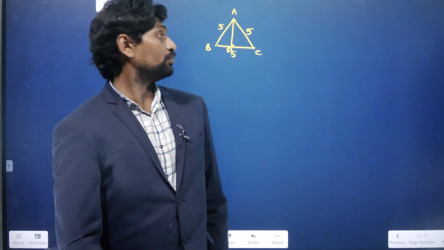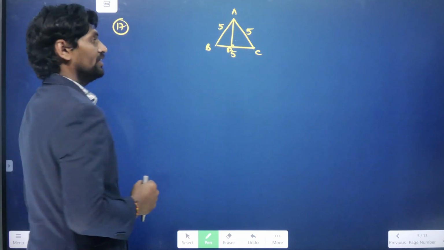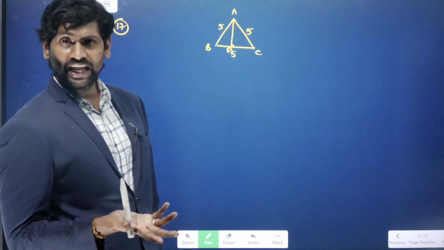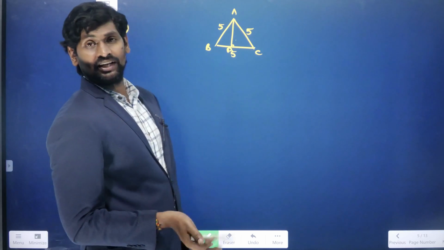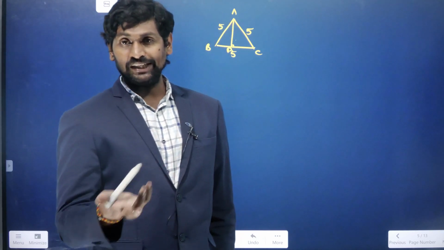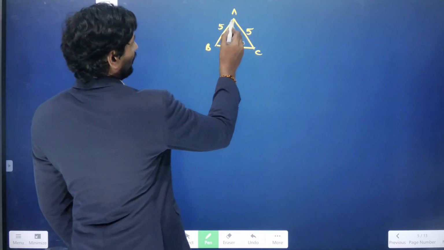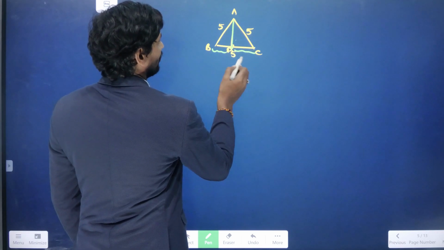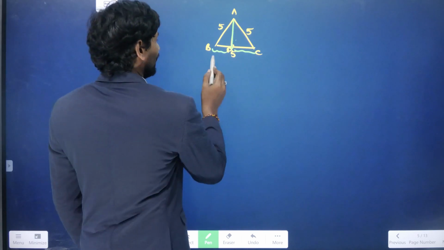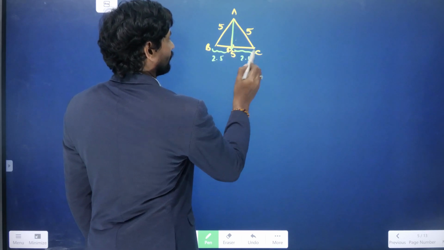What is the AD value here? We can apply the Pythagoras theorem. In an equilateral triangle, the median and altitude are the same. That means this altitude is also the median, so BD length and DC length are equal. The total length is 5, so it is 2.5 and 2.5.